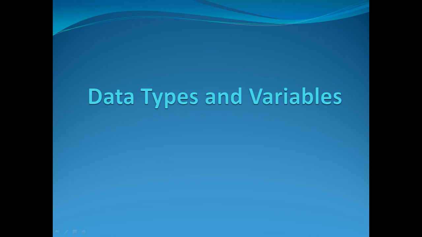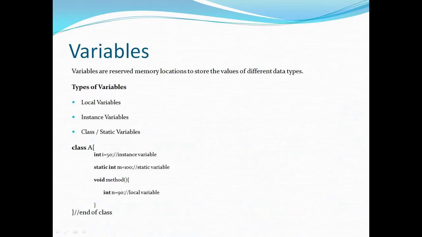Hello guys, welcome back. In this session, we'll be learning about data types and variables in Java. What are variables? What are the different data types which are available in Java? And how to write variables and how to store those data in those variables. Okay, variables are reserved memory locations to store the values of different data types. You will come to know what are those data types.